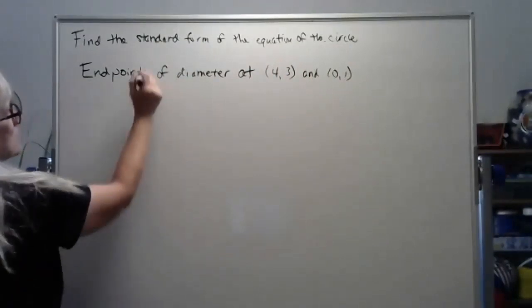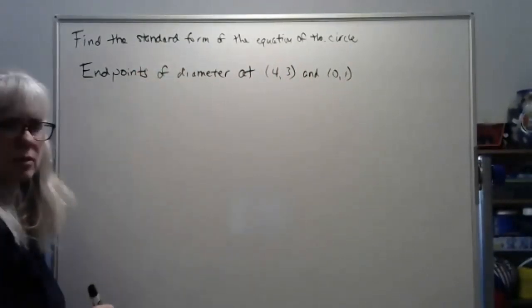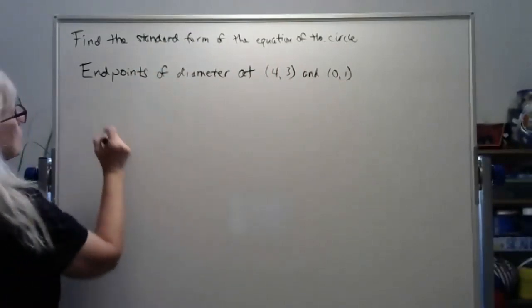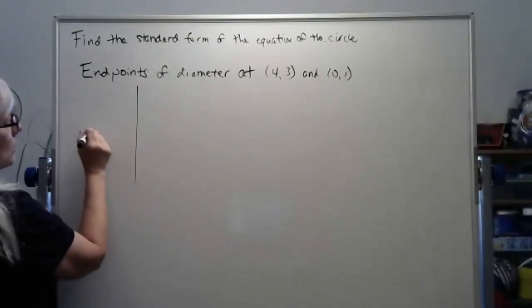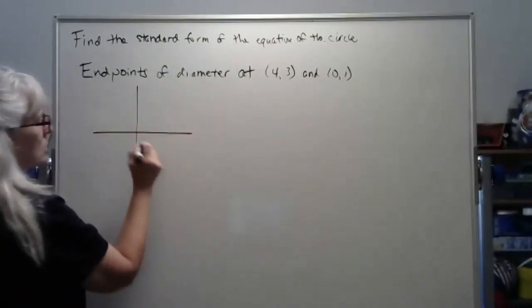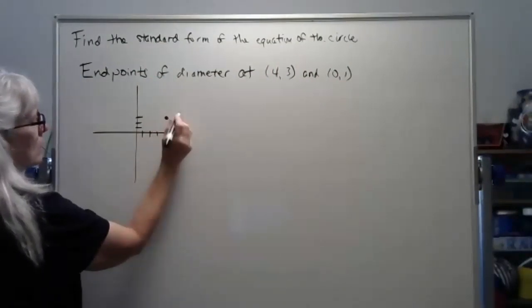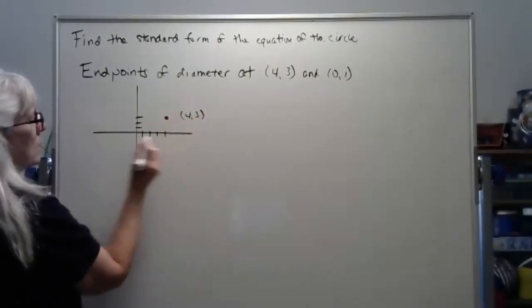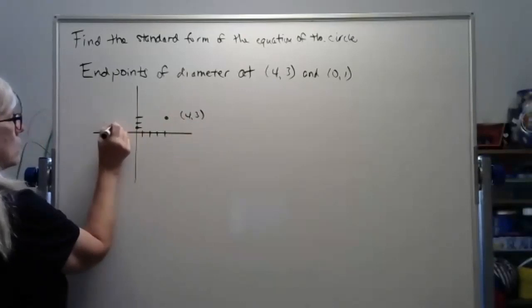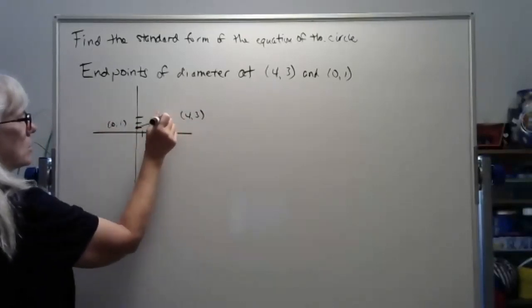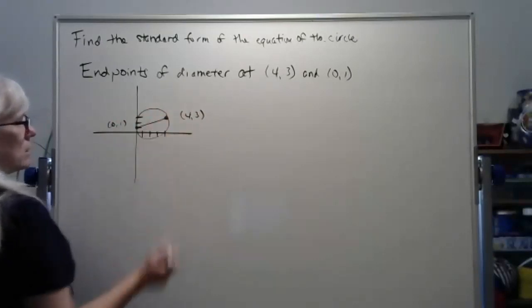So the endpoints of the diameter, does everybody remember what the diameter of a circle is? That's the distance all the way across, going through the center. Again, I'm going to plot them just so I can get a handle on what's going on. So I have 1, 2, 3, 4, 1, 2, 3. So that was 4,3. And then I have 0,1, which is right here. Okay, so these guys are on either end of the diameter, and the circle is doing something like this.